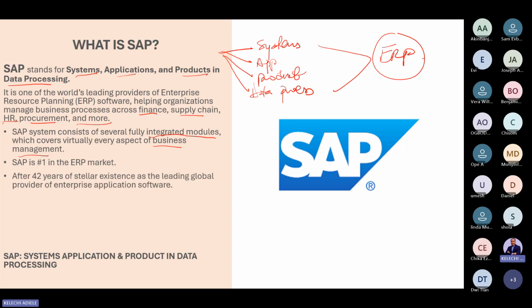The next is basically 40 plus years, I believe, and it has existed as a leading global provider of enterprise application solutions. SAP provides products and services for more than 282,000 customers, which again is at the time of preparing this. And those customers are sitting in over 190 countries.